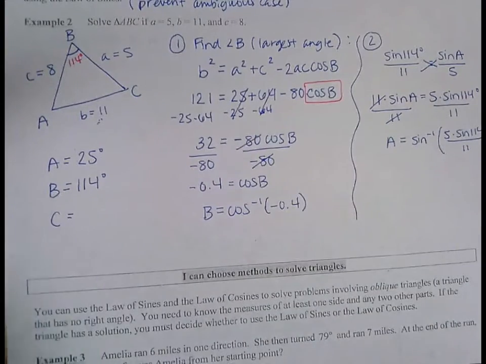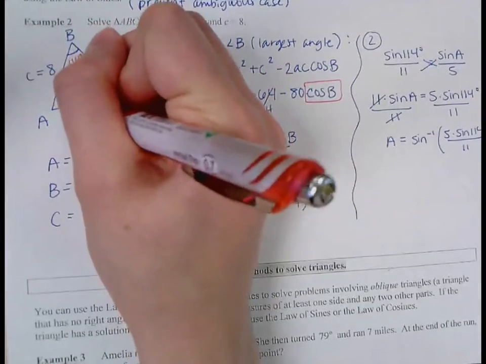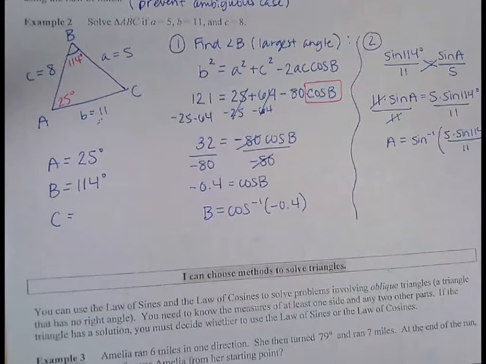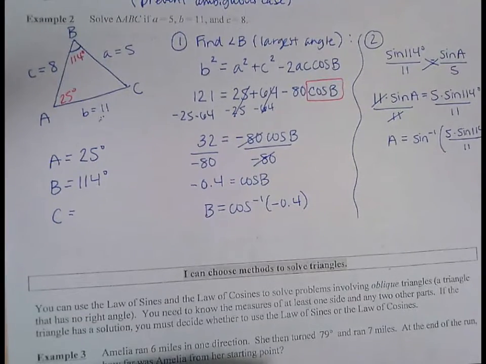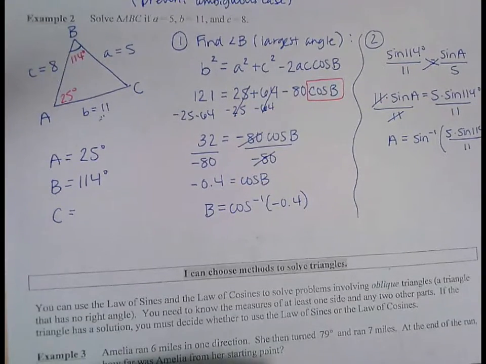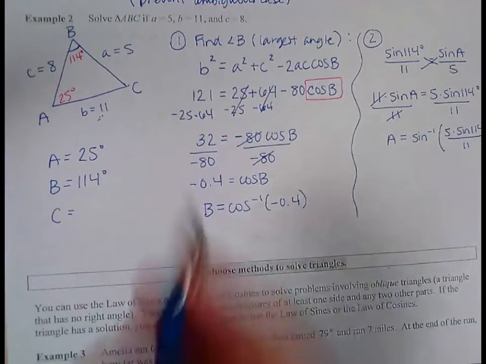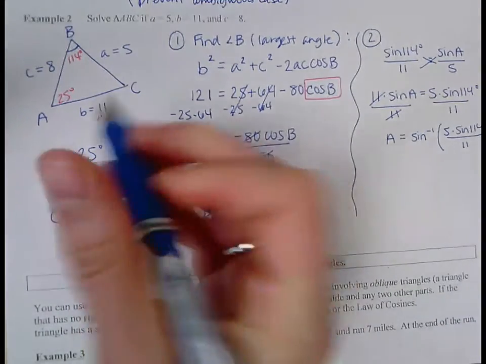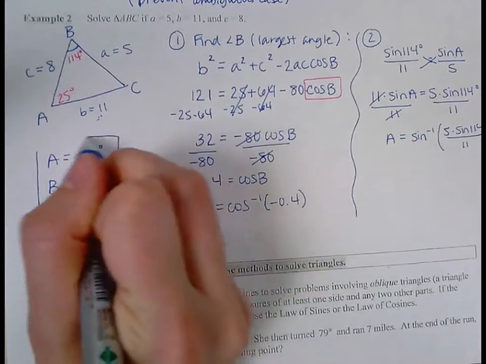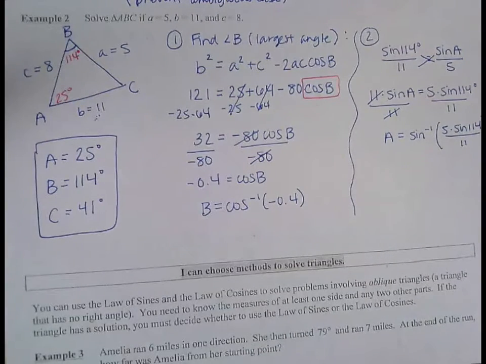And then once you have two angles, you don't need to do law of cosines or law of sines, just subtract them both from 180. So 180 minus 25 minus 114 means angle C then would be 41 degrees, approximately. Okay, any questions there?